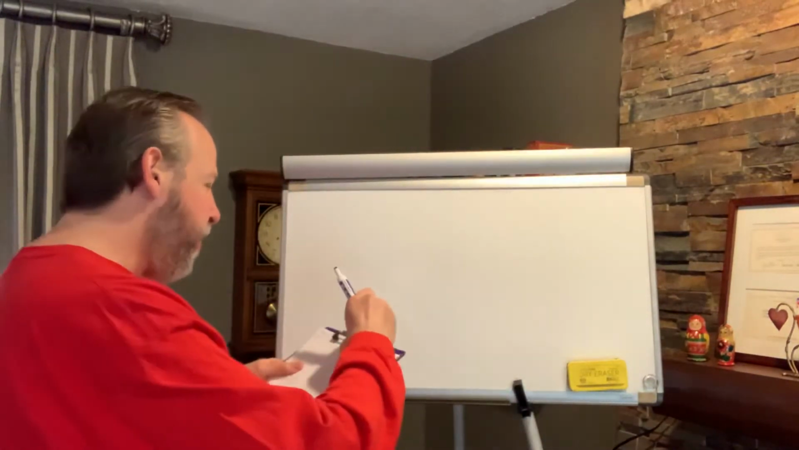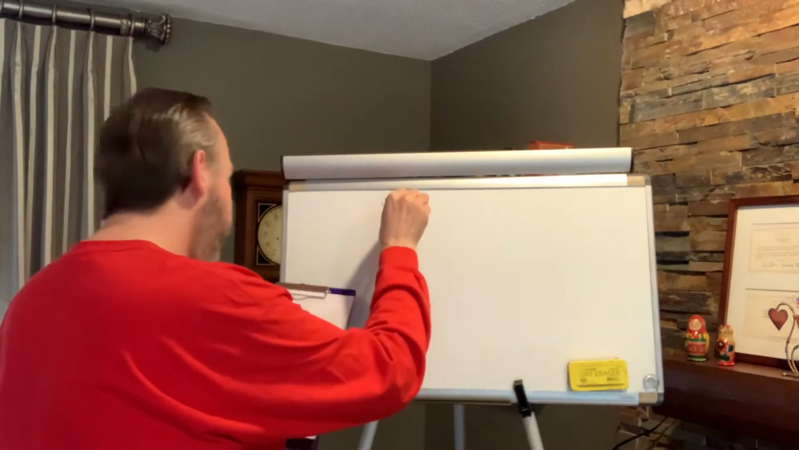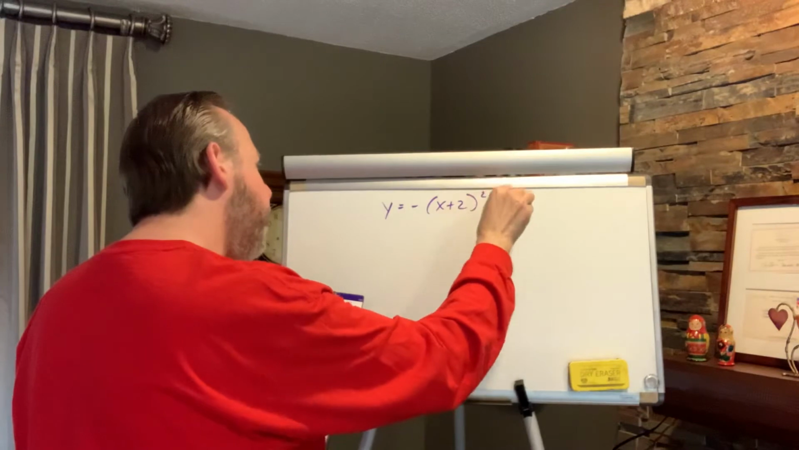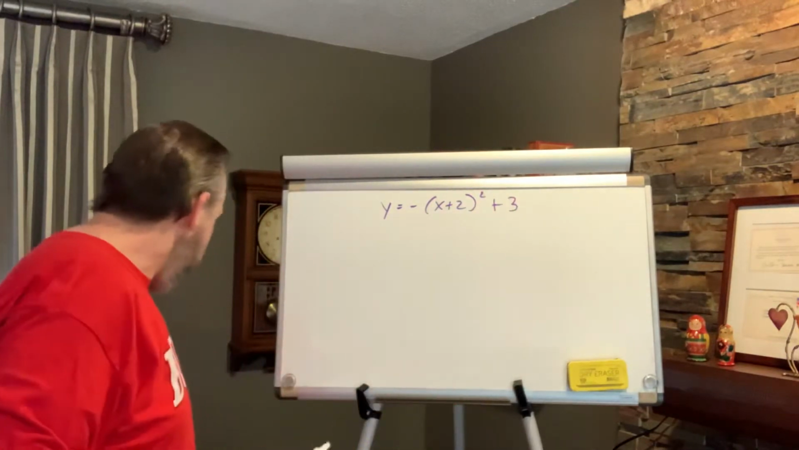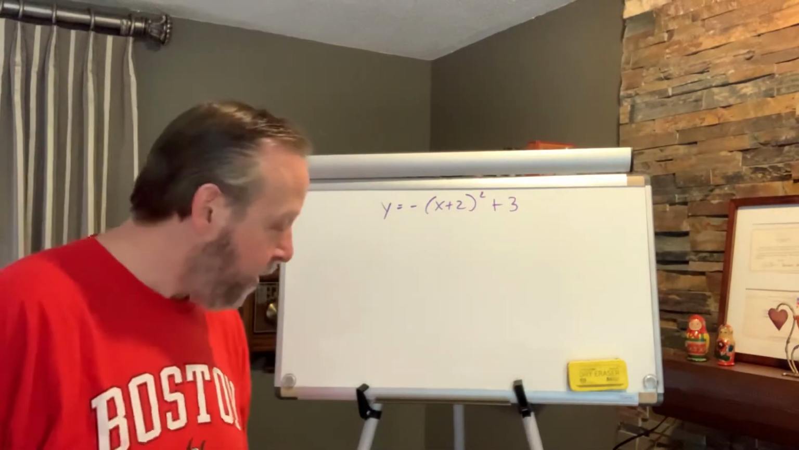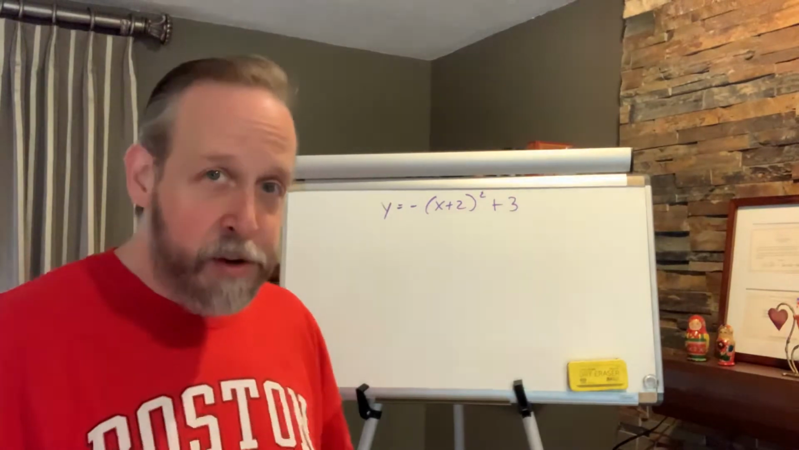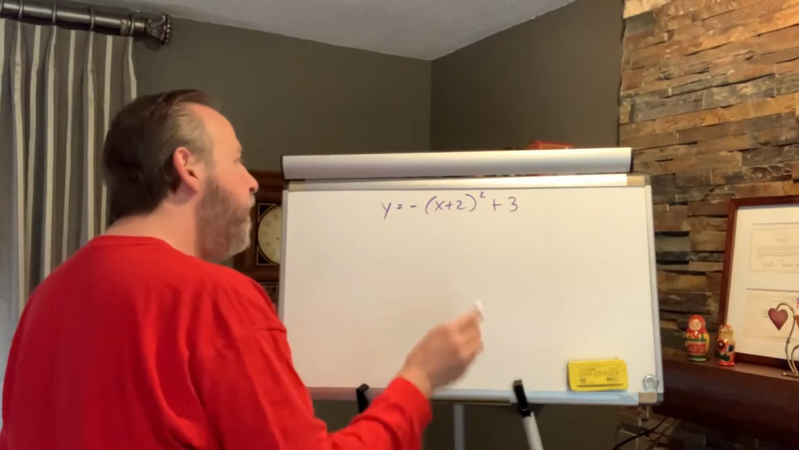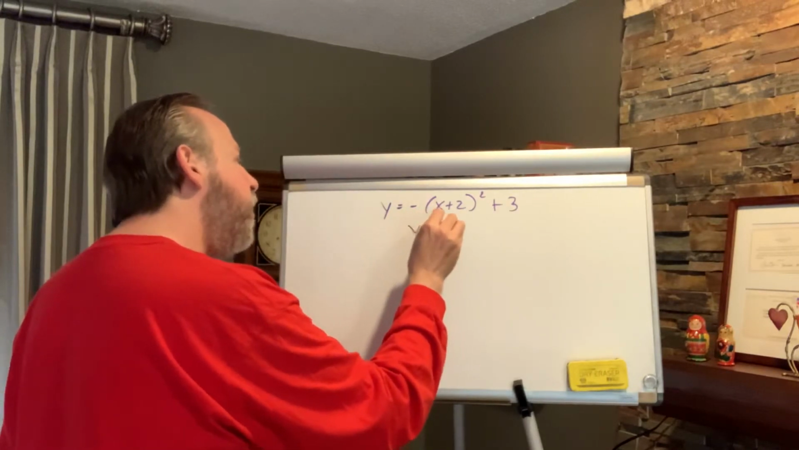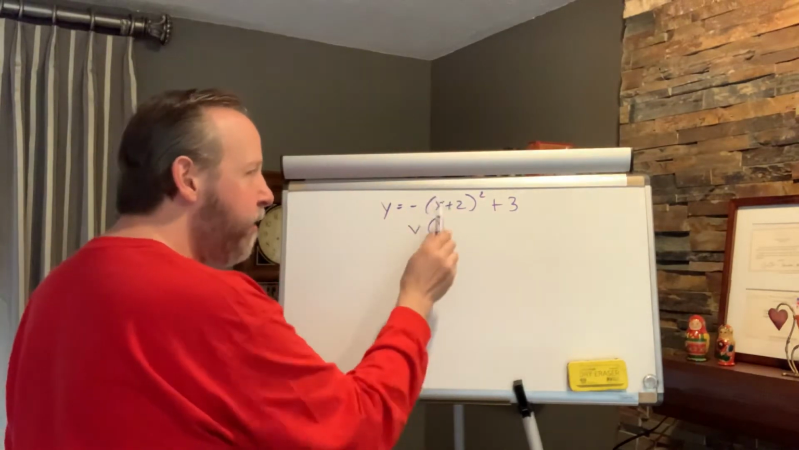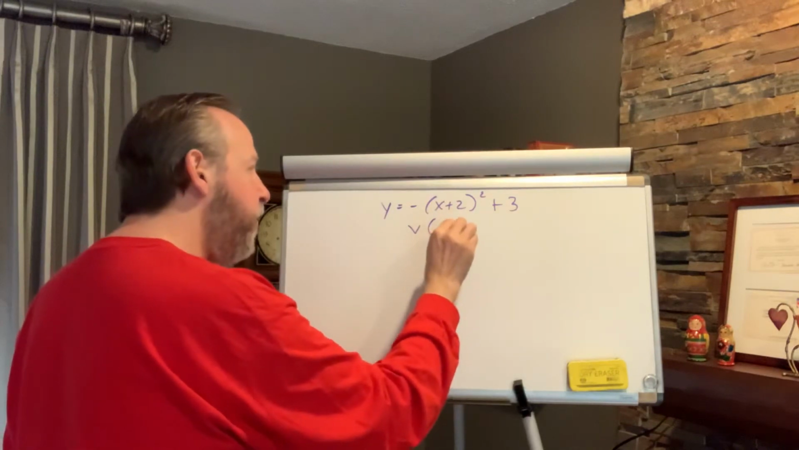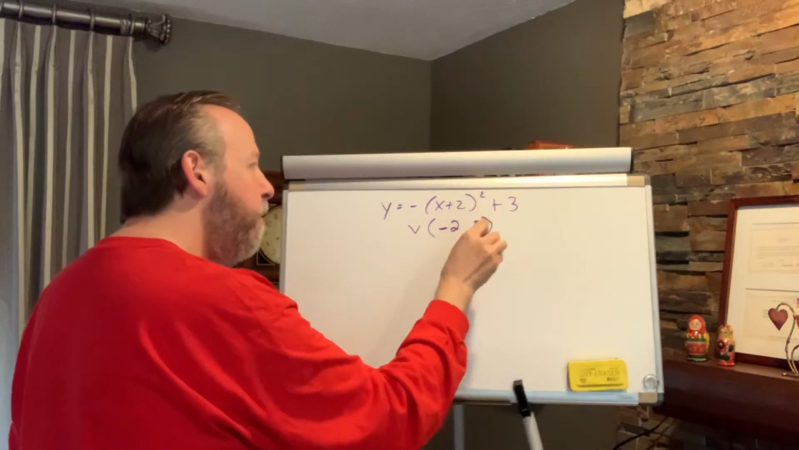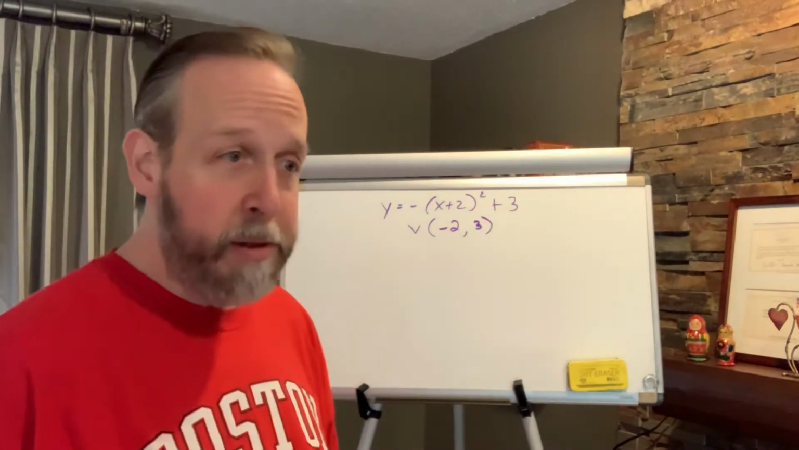All right, so the prompt I gave you was y equals negative, parenthesis, x plus 2, quantity squared plus 3. What I told you we should do is make a t-table that's centered on the vertex. In vertex form, the vertex is actually shown to you. It is the opposite of this number right here. So it's negative 2, and it is this number right here, 3, because that's the vertex of the parabola.